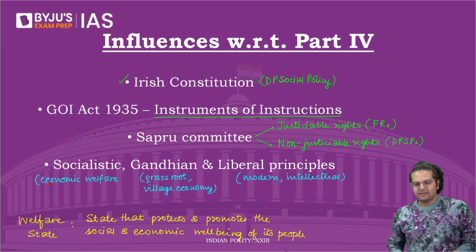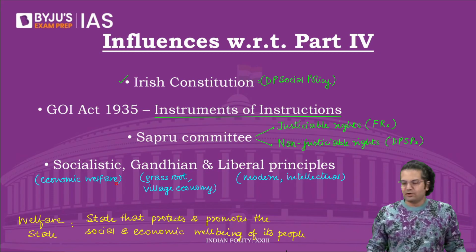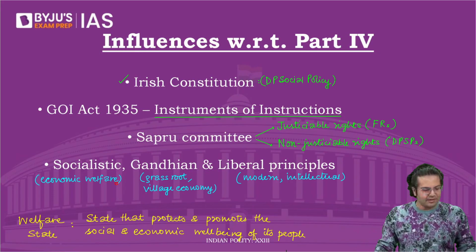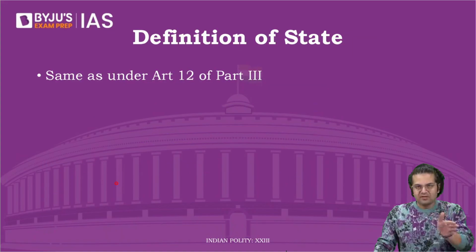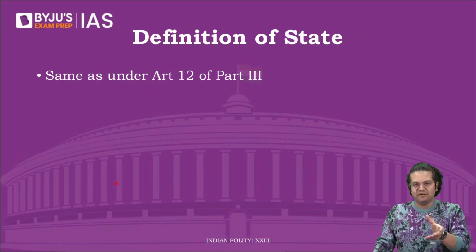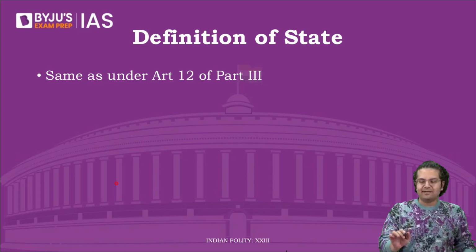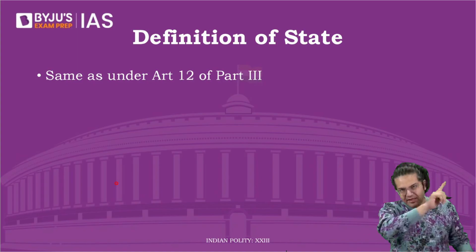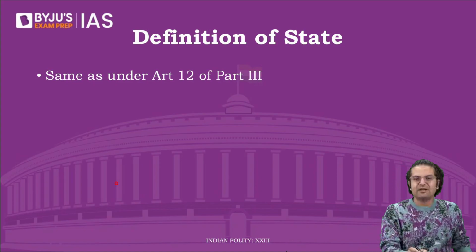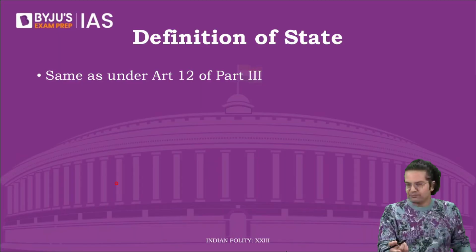Okay, so this is a brief on what we'll expect in DPSPs. Now, what's the definition of the state in Directive Principles of State Policy? What is state? Article 36 says that the definition of state is the same as Part 3, that is Article 12. Same definition. Okay.